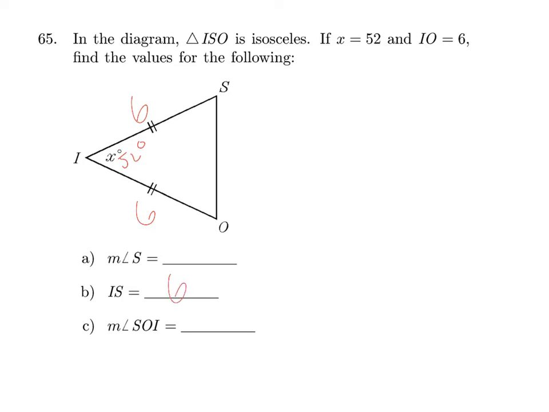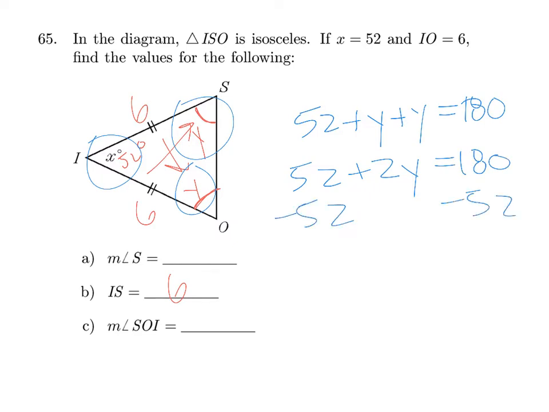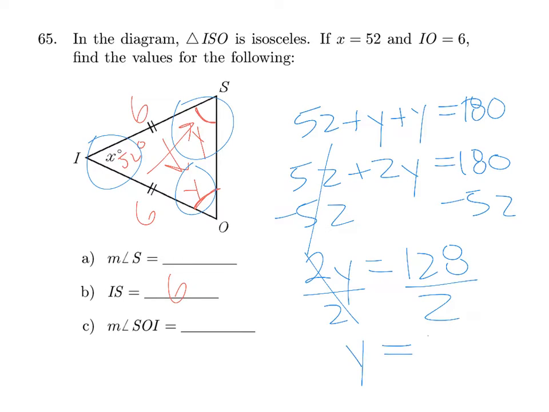And what's SOI? Well, I know that the angles across from the congruent sides are congruent. So I'm just going to give them another variable name. And I know that all three of these angles add up to 180. So I have 52 plus y plus y equals 180. So I have 52 plus 2y equals 180. Subtract 52. I get 2y is equal to 128. Divide by 2, and y is equal to 64.